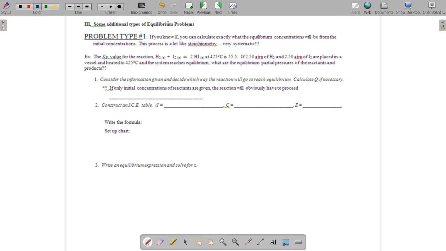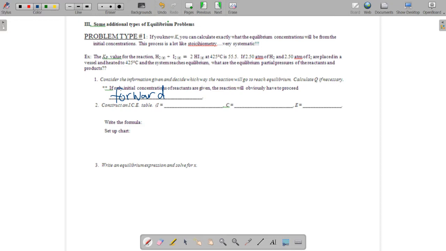This is problem type 1. It says, consider the information given and decide which way the reaction will go to equilibrium. So calculate the Q if necessary. If only the initial concentrations are given, the reaction obviously has to proceed to the right, or in the forward direction. Because if we don't have any products, then obviously our reaction has to go forward to create those products. Now, this is a really important piece of information.